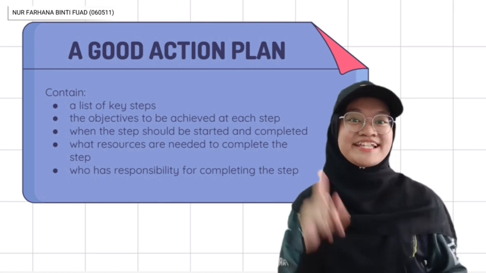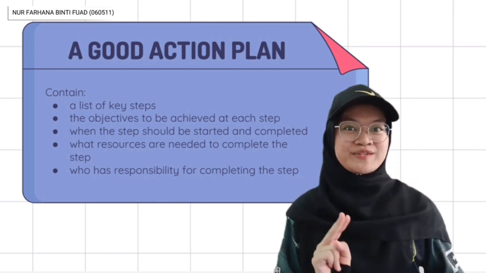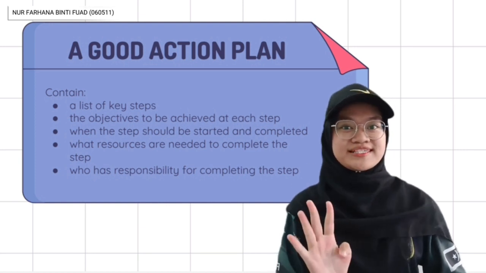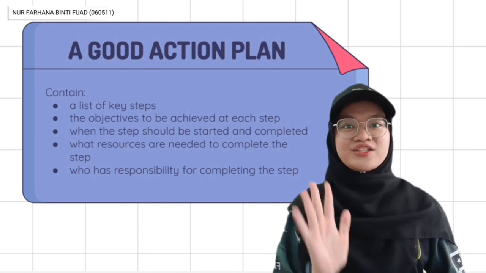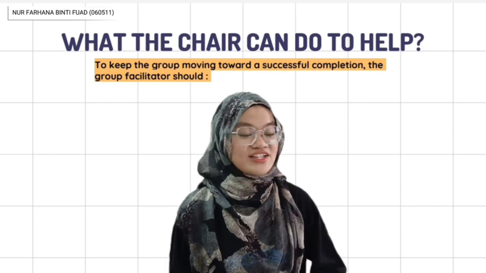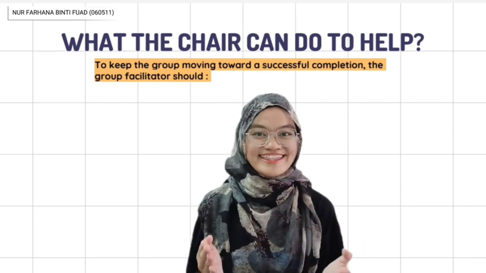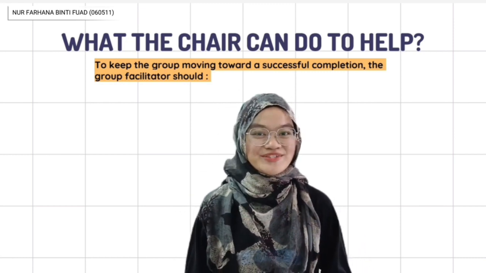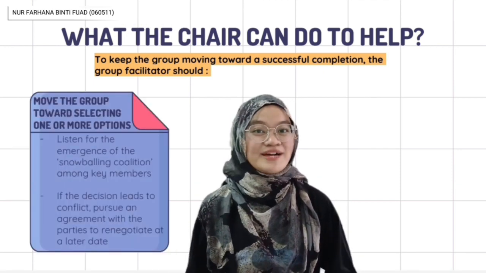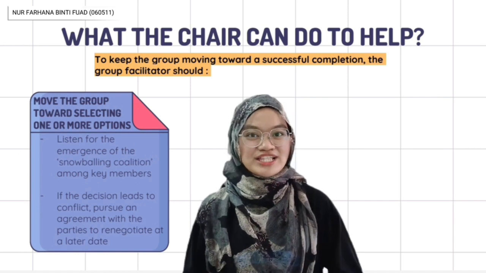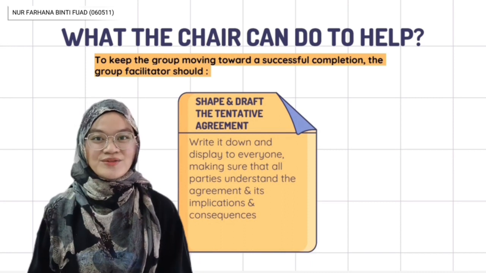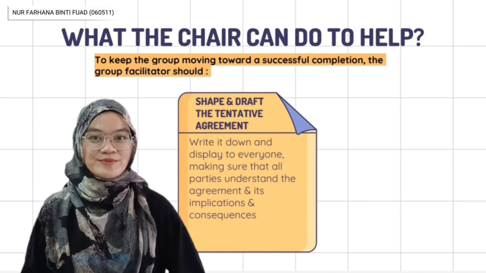It must contain a list of key steps, the objectives to be achieved at each step, when the step should be started and completed, what resources are needed to complete the step, and who has responsibility for completing the step. Generally, the lead or chair of the negotiation can take the following steps to facilitate the process. Firstly, move the group towards selecting one or more of the options by listening for emergence of the snowballing coalition among key members. Secondly, shape and draft the tentative agreement, making sure all parties understand the agreement.